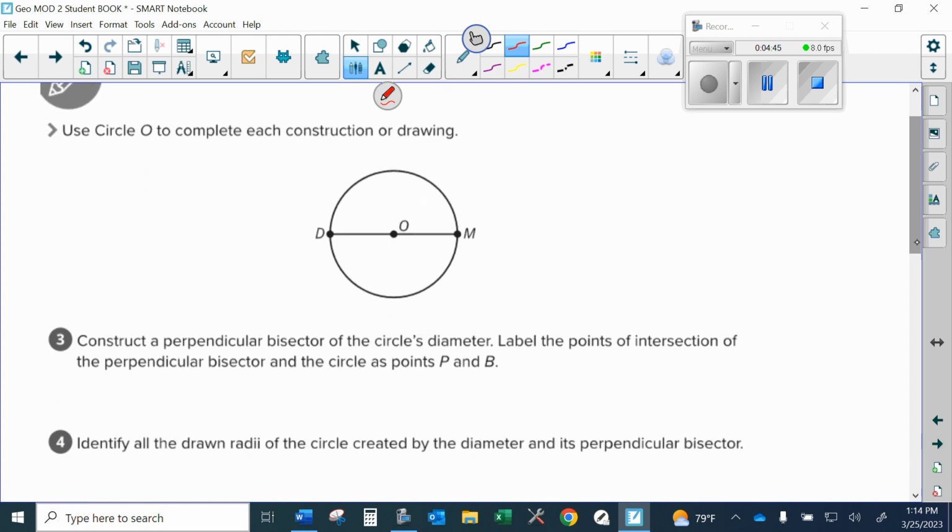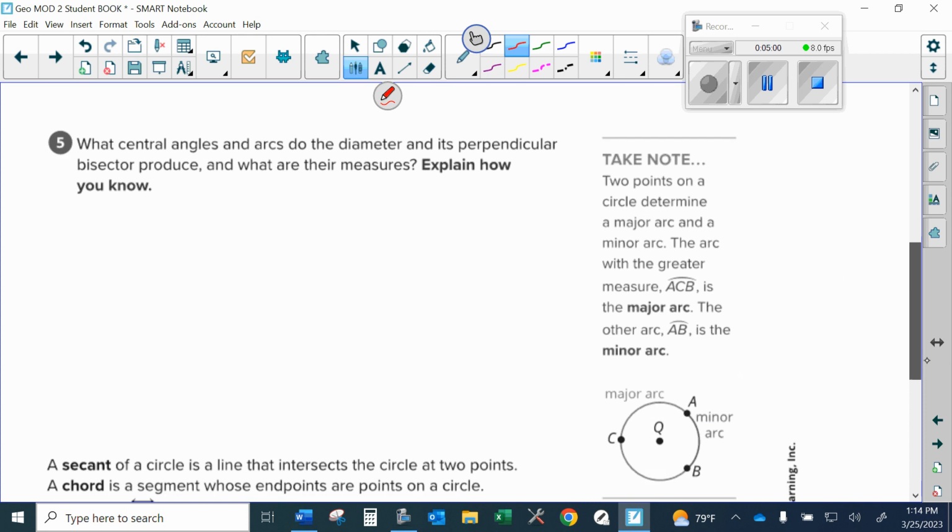Okay, remember this is called a semicircle. And semicircles are 180 degrees. So both directions you have a semicircle.